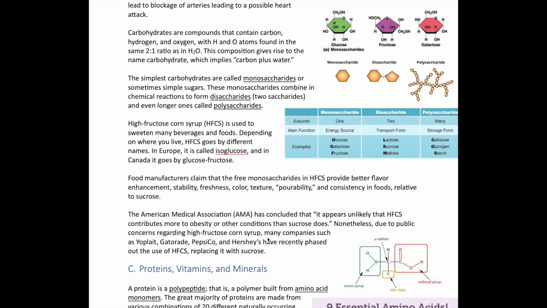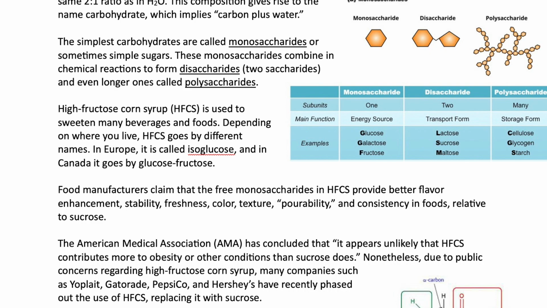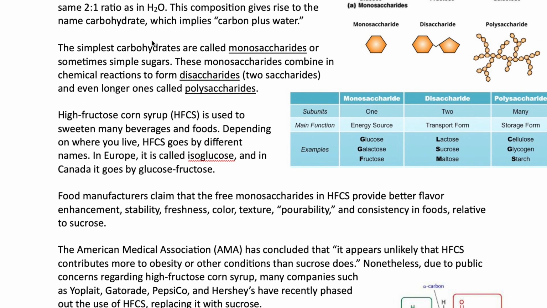Okay, let's go to the second of our macronutrients, which is carbohydrates. Carbohydrates contain carbon, hydrogen, and oxygen, and the ratio of the hydrogen and oxygen atoms actually is 2:1, the same as you see in water. So that's how the original name came about. It just means carbon plus water. Hydrates is just water. The simplest ones are what we call monosaccharides, which are simple sugars.